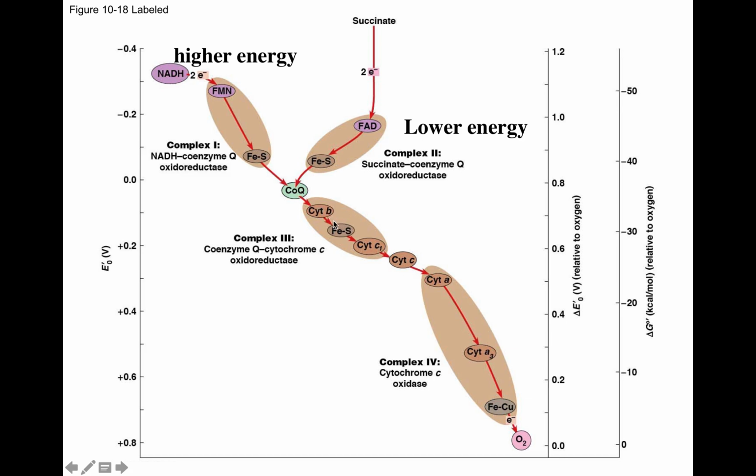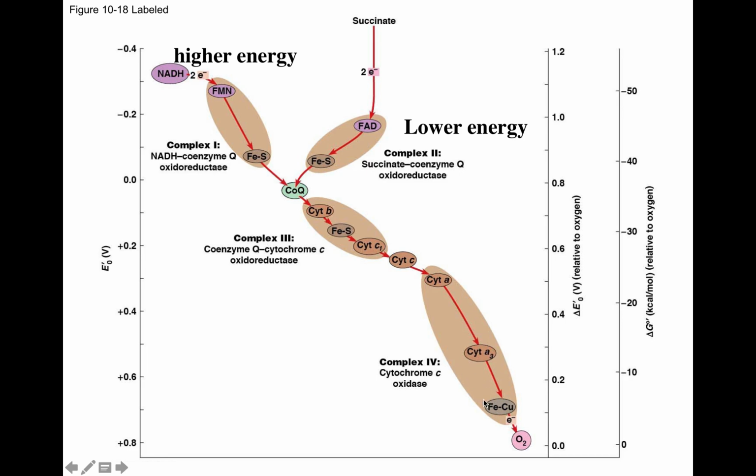And as they're passed from one electron carrier to another, they lose energy. That energy is used to move protons across the membrane. And there are definite sites that protons are going to move across the membrane into the intermembrane space against their concentration gradient. That takes energy, and the energy comes from these electron carriers losing energy.